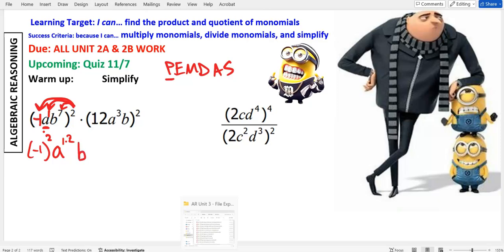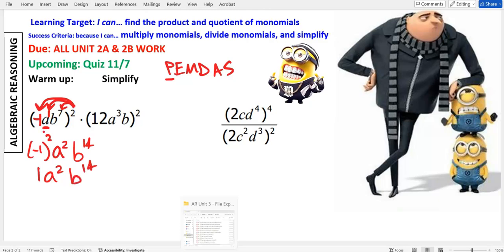So what do I do with 7 and 2? Multiply. 7 times 2? 14. Now what's negative 1 squared? Negative 1 times negative 1. Positive 1. Do we need to write 1 in front? No, because it's implied. Negative 1 squared is 1. A squared. We'll write it this time.